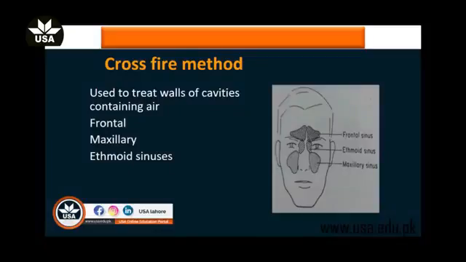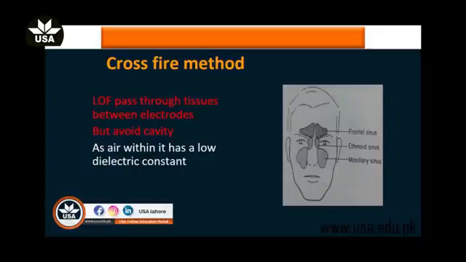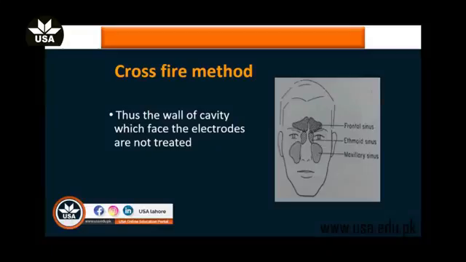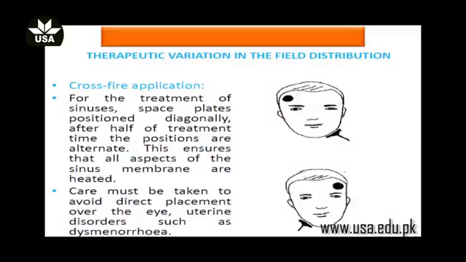The crossfire method is basically used to treat the walls of cavities containing air, like frontal sinuses, maxillary sinuses, or ethmoid sinuses. It is preferably used for conditions like sinusitis of the frontal, maxillary or ethmoid sinus. The lines of force pass through these tissues between the electrodes but avoid flowing through the cavity, as the air within it has a low dielectric constant. Thus, the wall of the cavity that faces the electrodes is not treated. The crossfire application is preferably used for the sinuses.